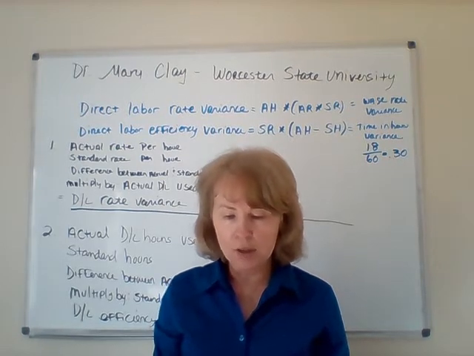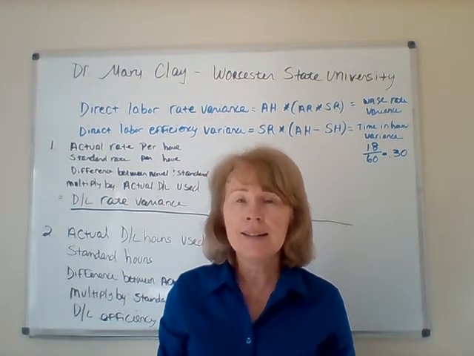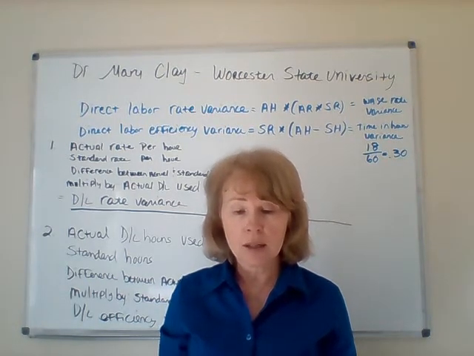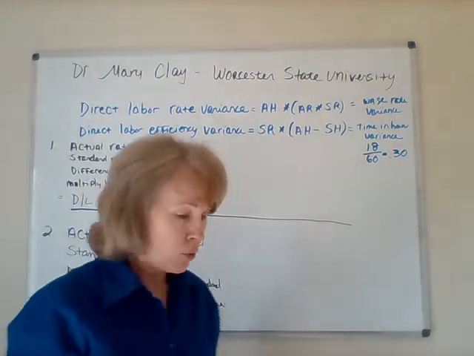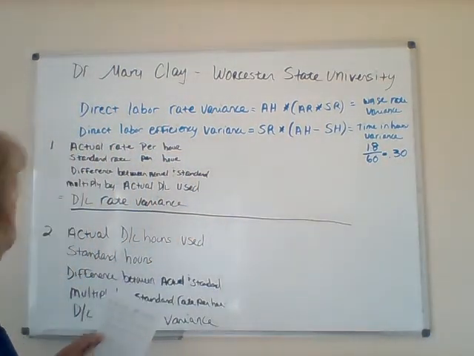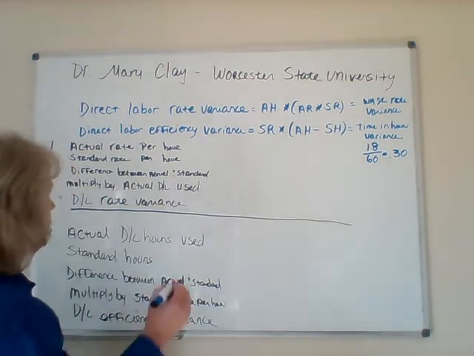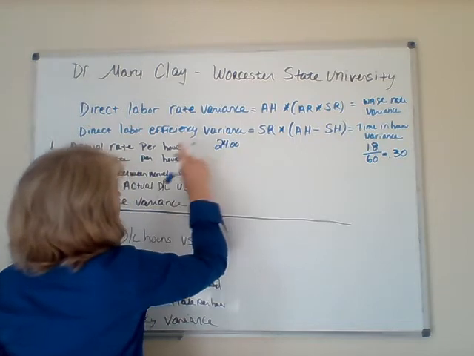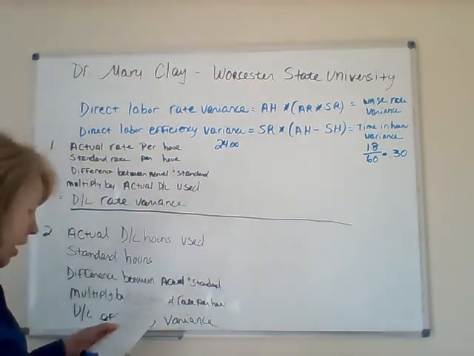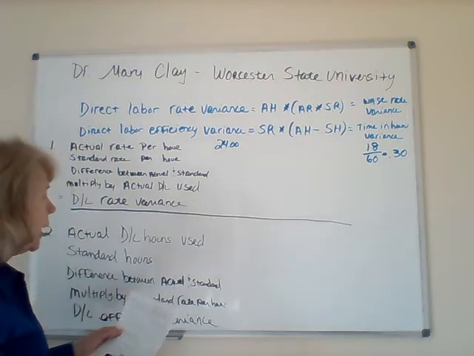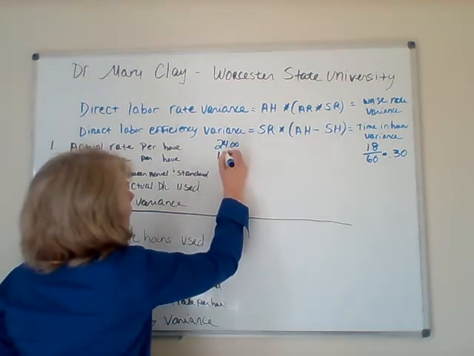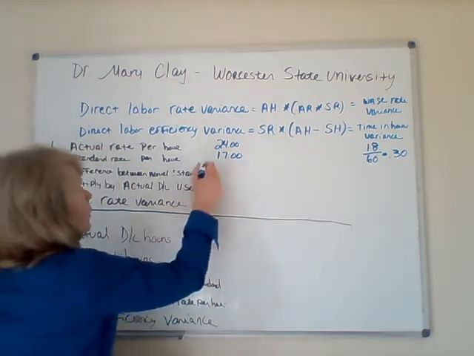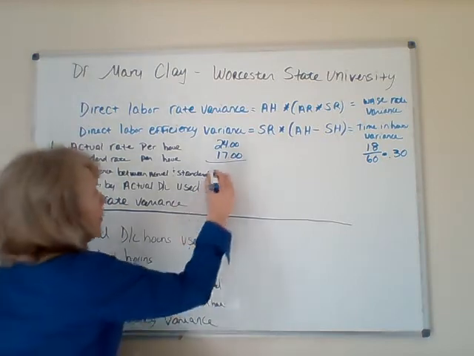Okay, so here's the first question. Again, understand the question. It's asking, calculate the direct labor rate variance. We're going to find the actual rate per hour, which in this particular problem was $24. The standard rate per hour is $17. They give you this right in the problem. You're going to take the difference between the two, and that is $7.